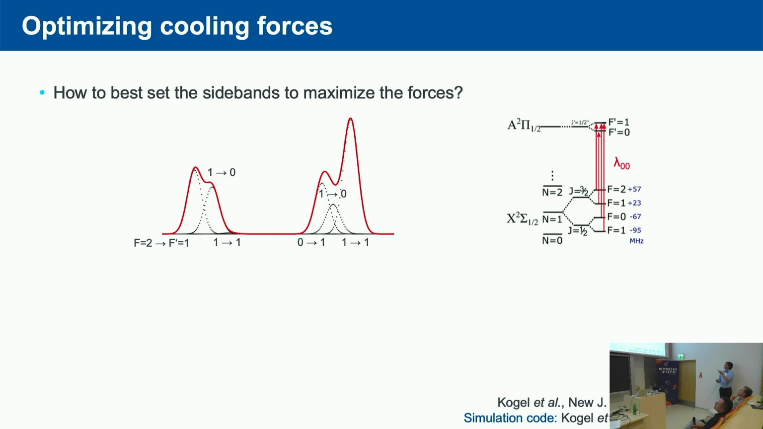And now with this level scheme, there comes a problem. You don't know, do I red detune, do I blue detune? Where do I put my transitions? Because if you blue detune for one transition, you red detune for the others. And again, your forces are not very nice for laser cooling.